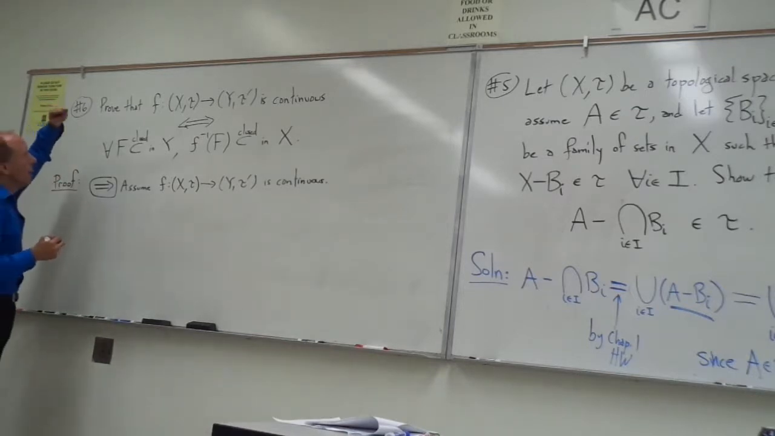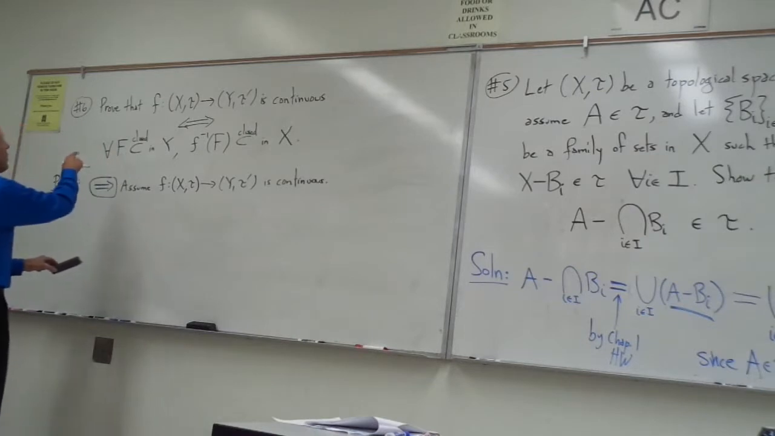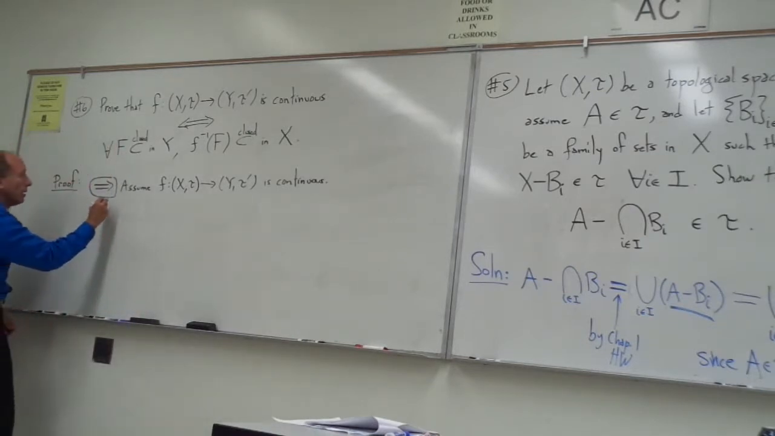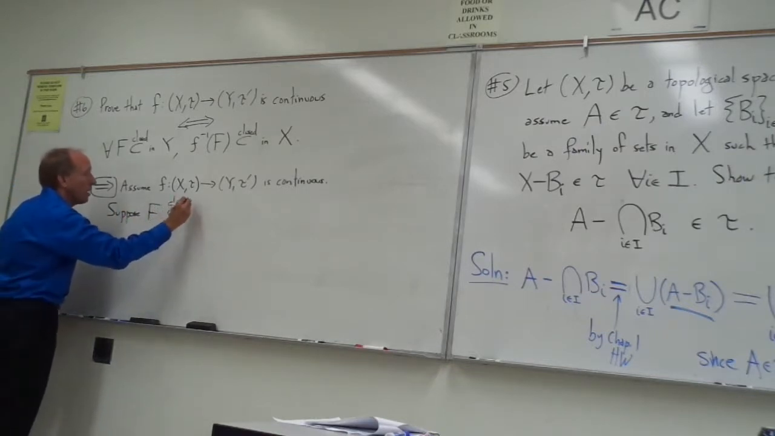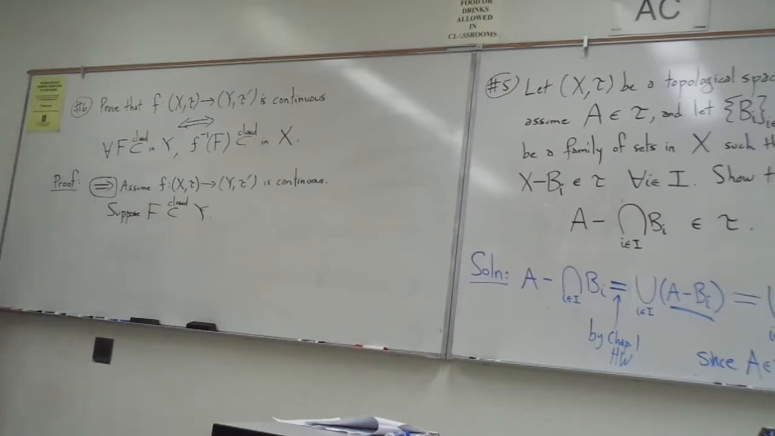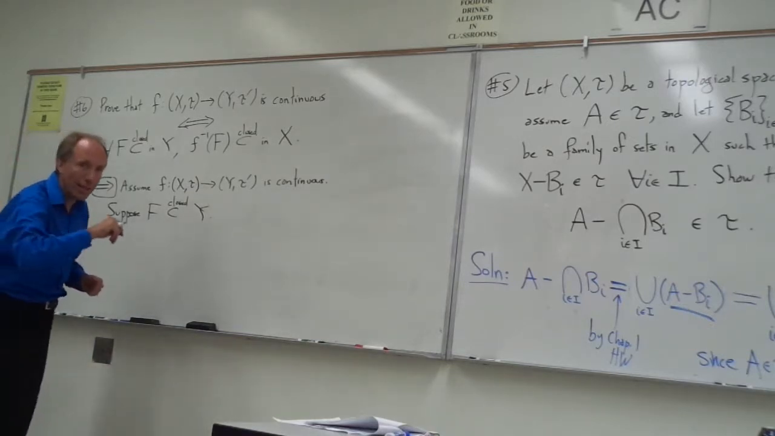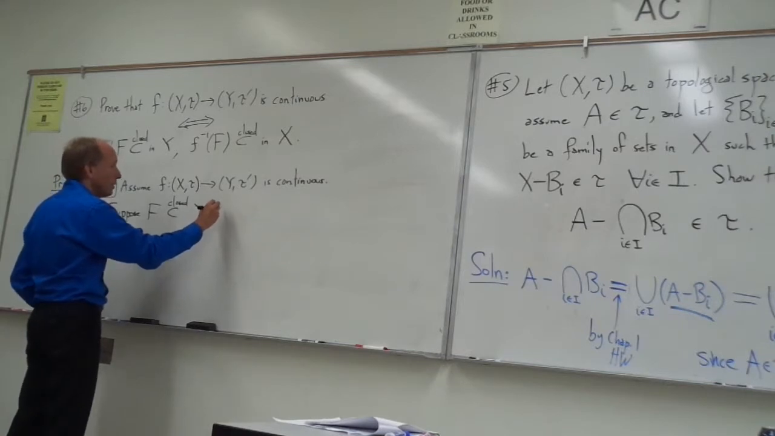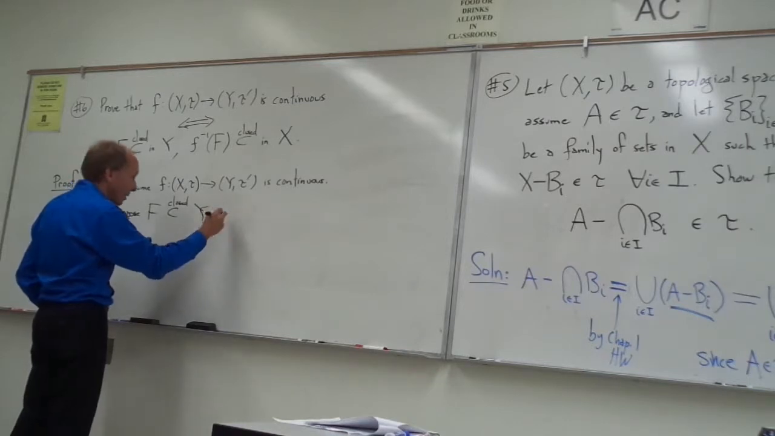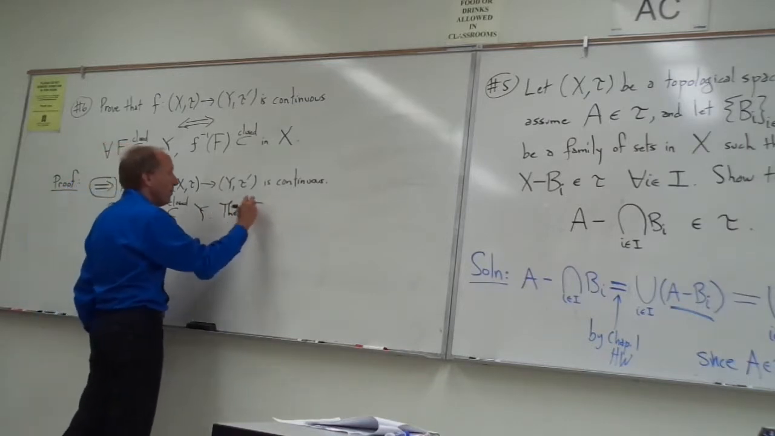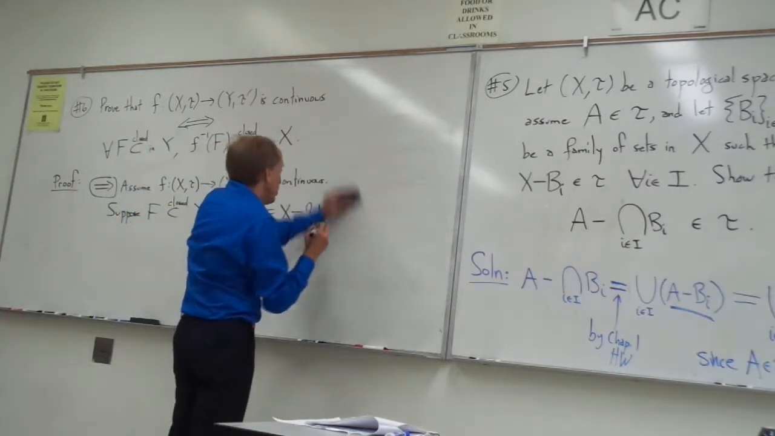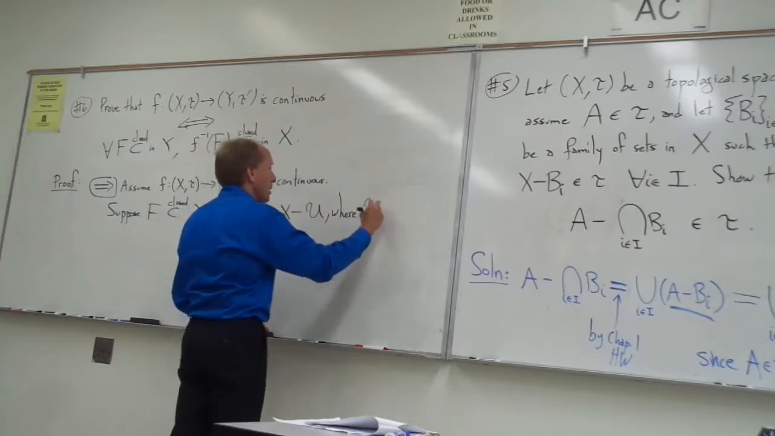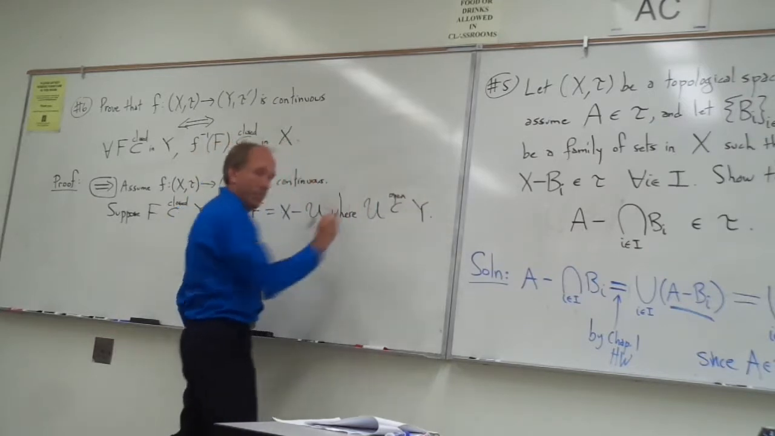So suppose that, say it again, Sarah. Suppose F is closed in Y. You have to start with that, right? And then, what do you want me to do, Jose? Oh, then the complements, F is equal to X minus U, which is open. Right. So then F is equal to X minus U, where U is open in Y, right? Okay.